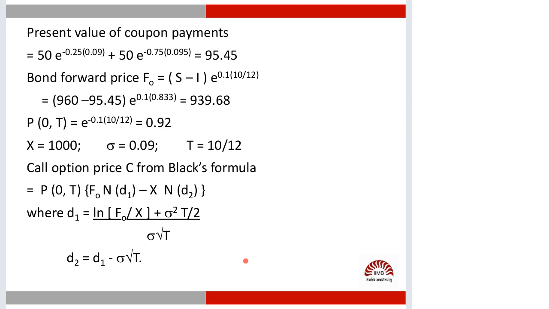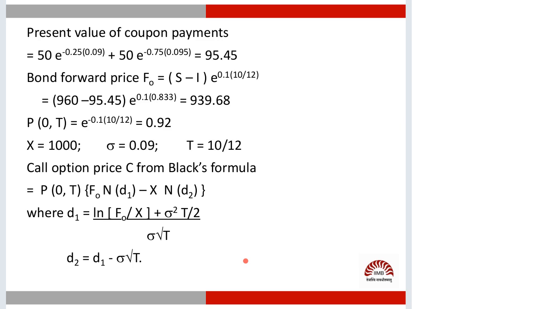So we take that out of the equation and recalculate the bond forward price, which is the current price, which includes all the cash flows, less these two cash flows, which basically means the remainder of the cash flows as of today. Forward value it by 10 months to get the future value, and you get that to be 939.68. Now you have all the other values. You have the strike price X, the volatility 9%, time is 10 months, 10 by 12.